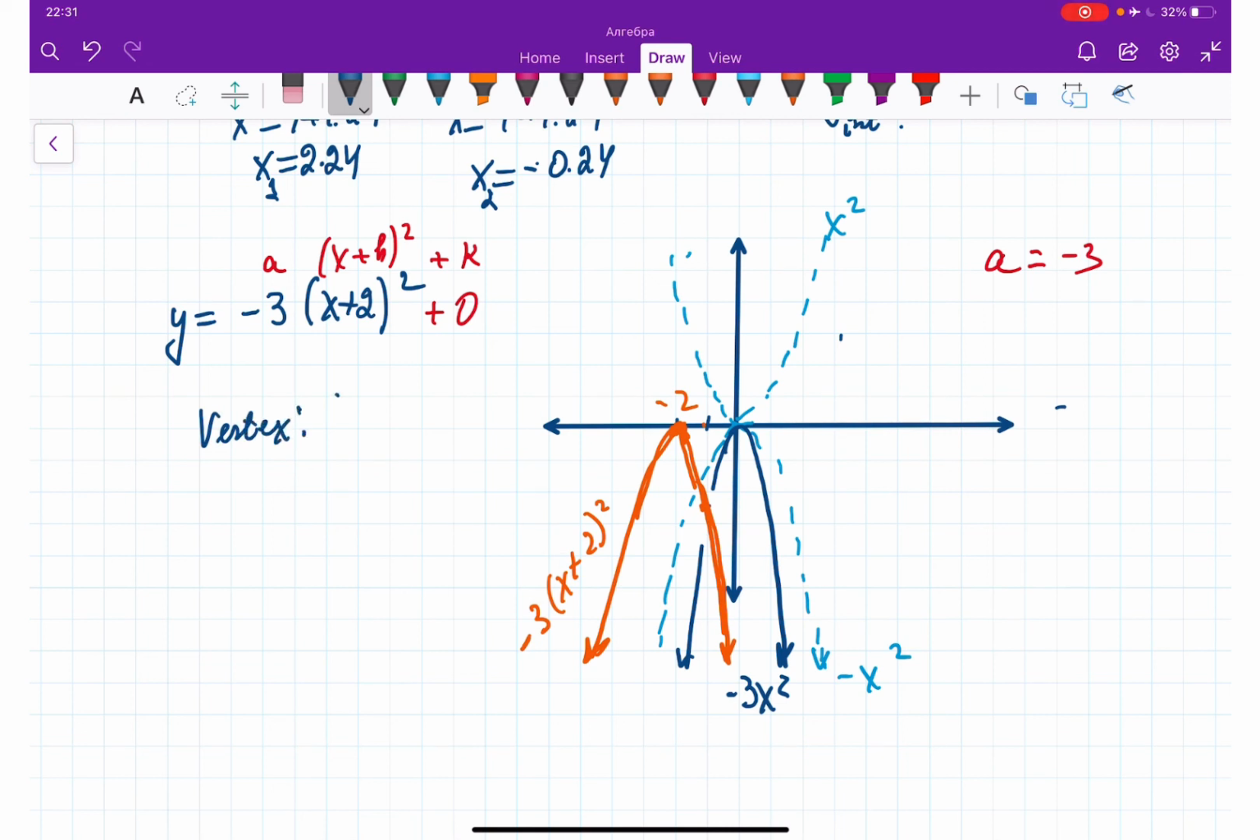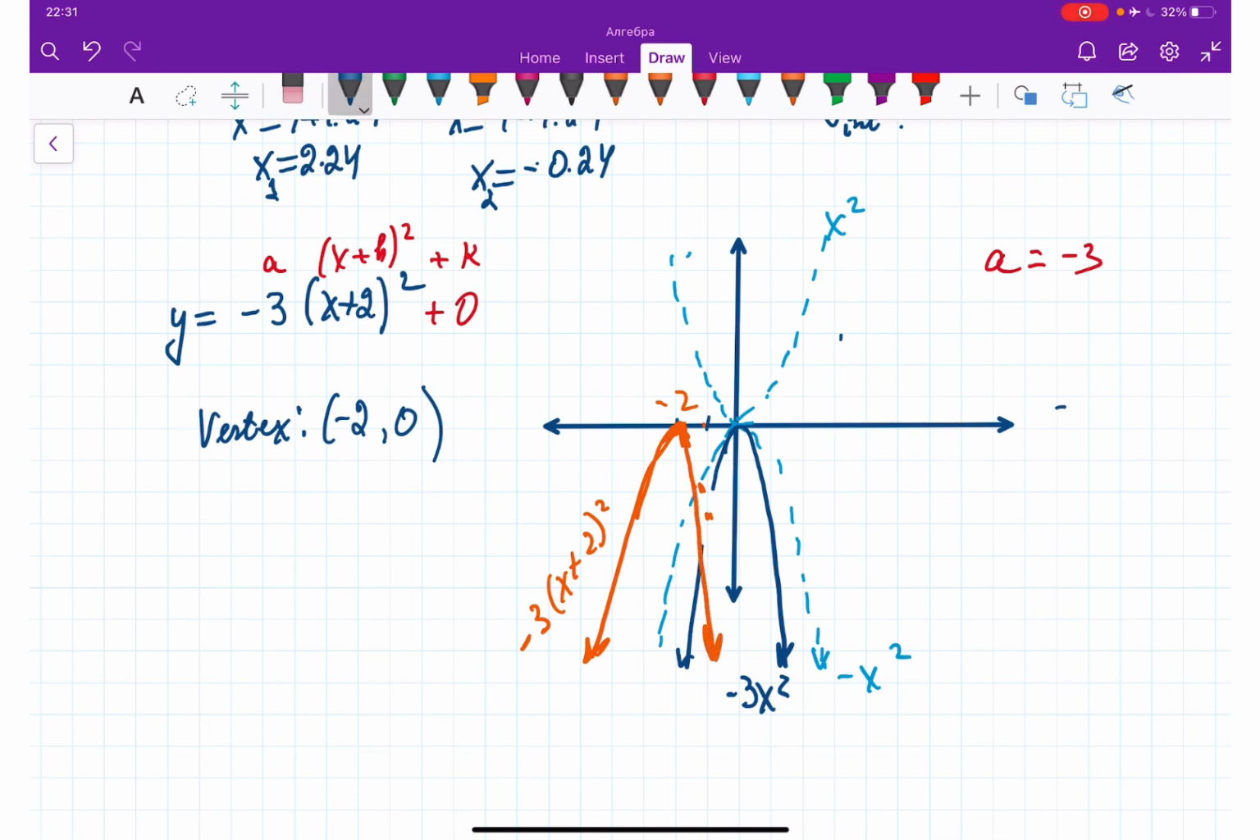Vertex is going to be x is negative 2. Guess how much y is going to be? 0. Okay. Now we need to check if it has a y-intercept. Looks like it's somewhere down the road. And that's why I tried to make it look like it's going to cross, and it didn't look good. But I'll try to do it now in a more natural way, this way.